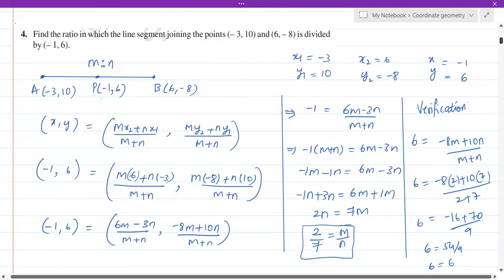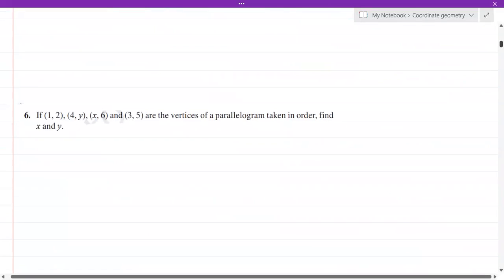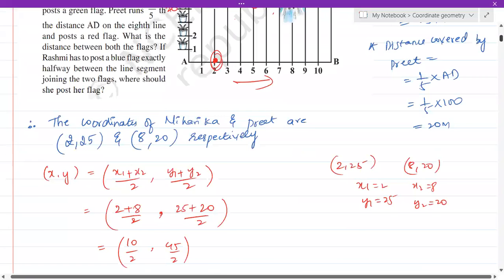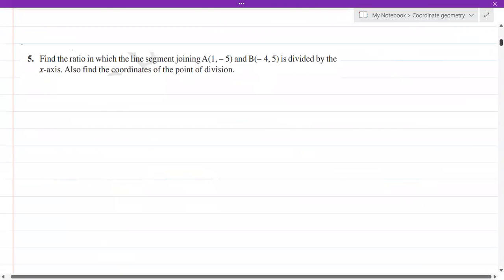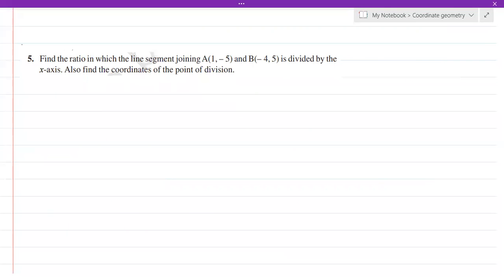So let's get into the fifth problem. The fifth problem, again: find the ratio in which the line segment joining A at 1, minus 5 and B at minus 4, 5 is divided by the x-axis. Also find the coordinates of the point of division.